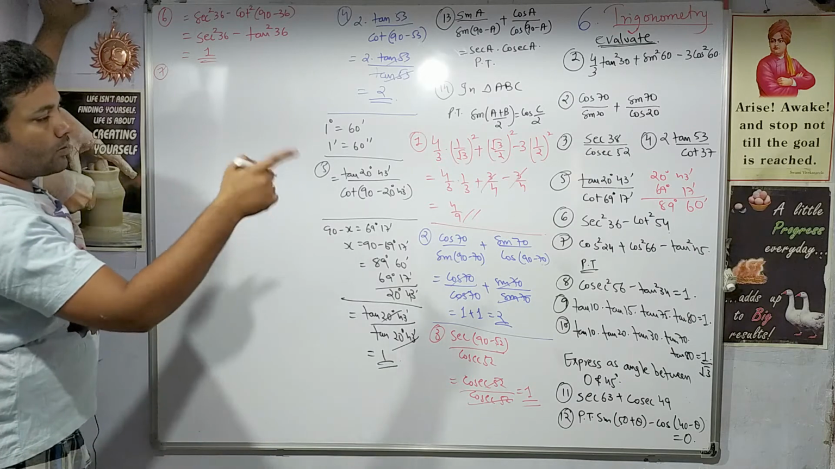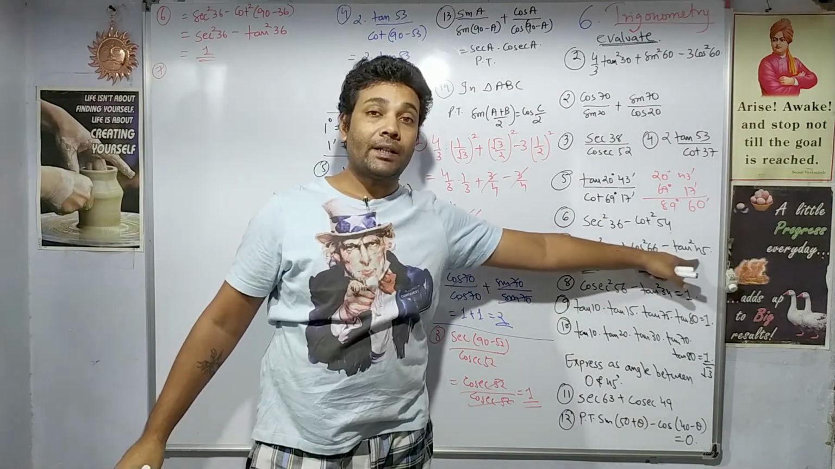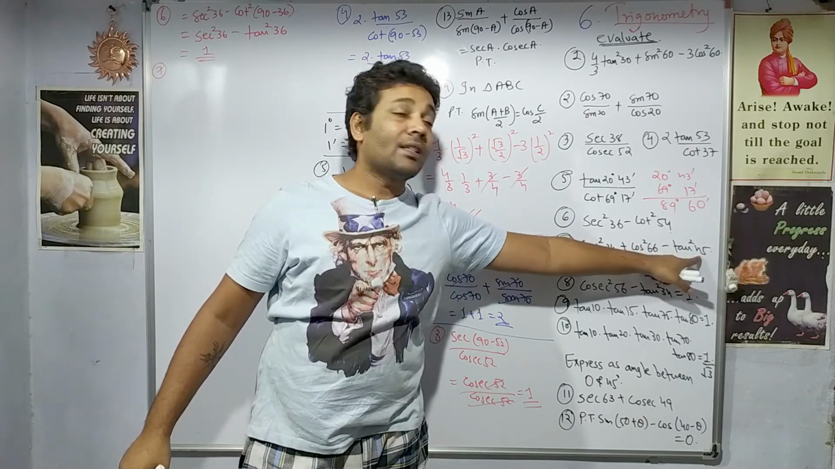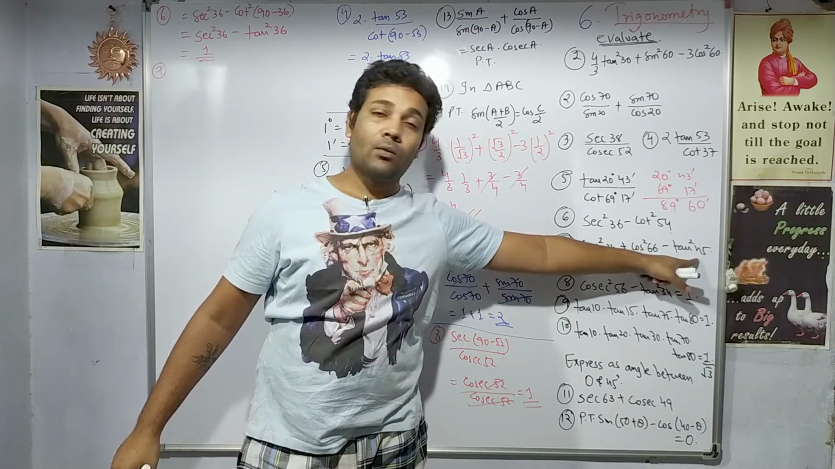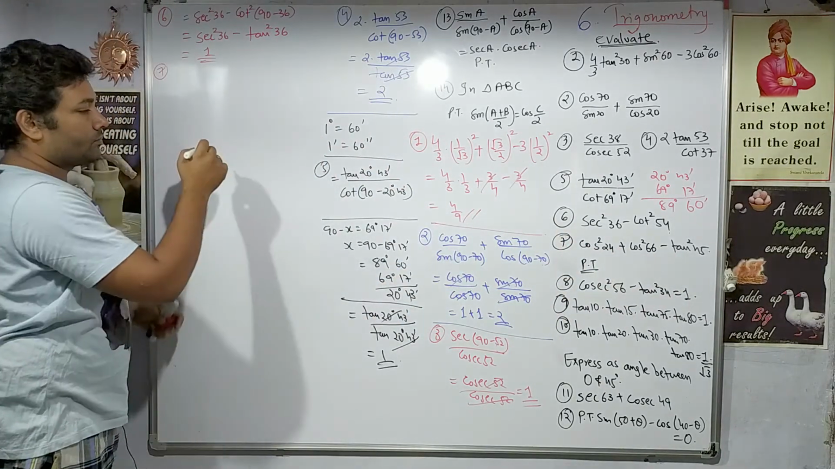Cos square 24, this, right? Now see here, we have this, a standard value. If you recollect trigonometrical tables, this is a standard value, right? So don't touch this. Touch the other two things.